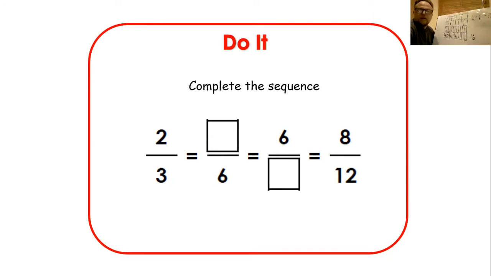Not 3/6, really is tiring. What did you do to the bottom? You doubled the bottom, so we need to double the top. So 2/3 is the same as 4/6, and it's the same as 6. Let's have a look at the bottom. 3, 6. We're going up in 3s. 3, 6, 9. So 6/9 is the same as 2/3.